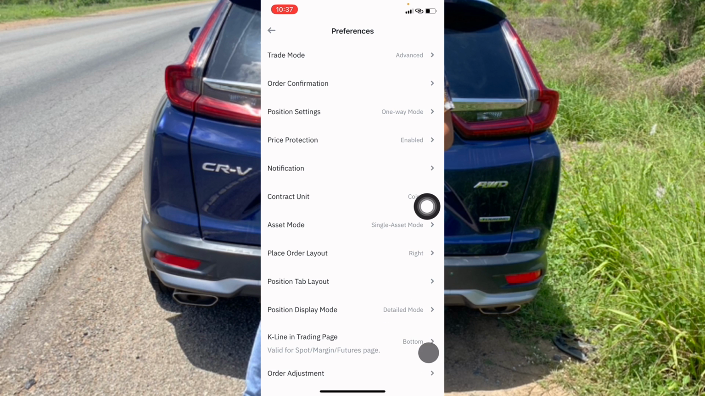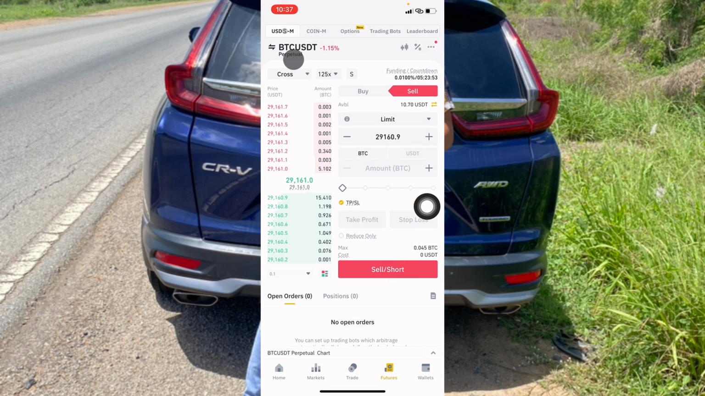And for the K line, just leave it at bottom. Position display, you can do detail mode. For place order layout, you can see it right. You can also select it left. So for me, I usually leave it at right hand side.